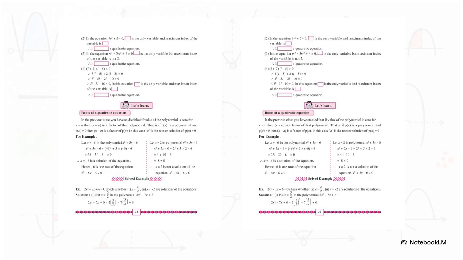Fantastic. Now let's try substituting x equals 2. We get 2 squared, which is 4, plus 5 into 2, which is 10, minus 6. So 4 plus 10 is 14, minus 6 equals 8. Since 8 is obviously not equal to 0, we can confidently say that 2 is not a solution. It really is that simple.